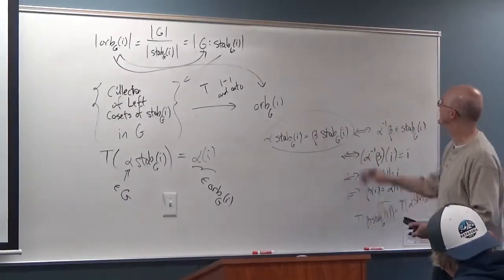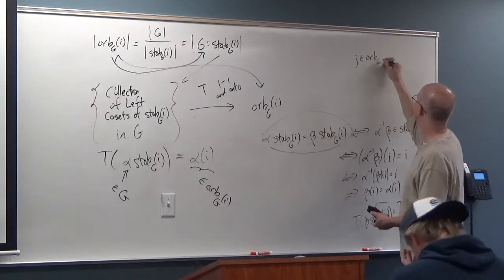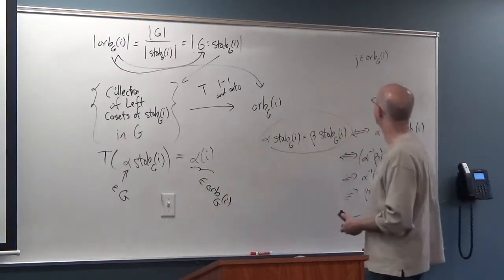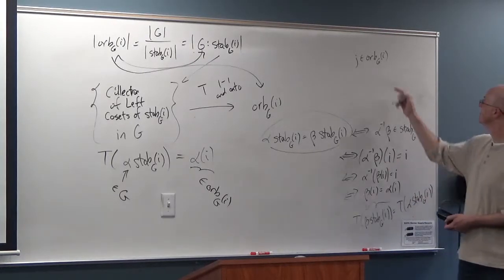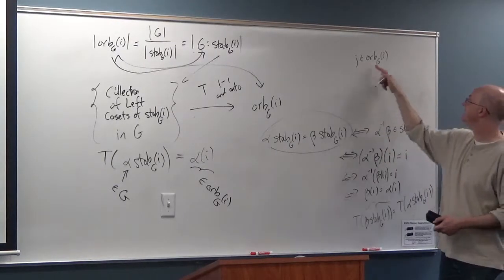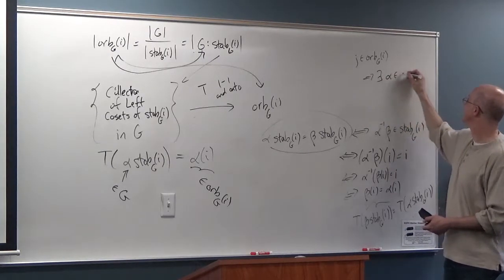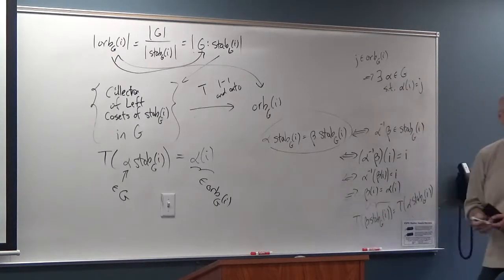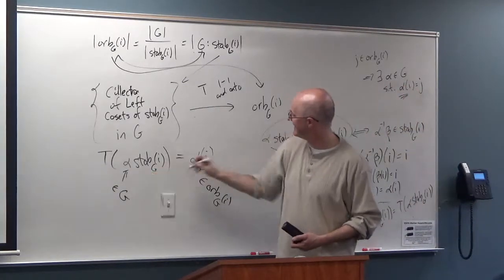Is it onto? Give me an arbitrary element of the orbit. Call it J. Is there a coset that maps onto J? Well, that's based on the definition of what the orbit is. The orbit is the set of all possible outputs, images of I, under different elements of G. For J to be in the orbit means there exists an alpha in G such that alpha of I equals J. And that alpha would be the alpha you put here to give you J.